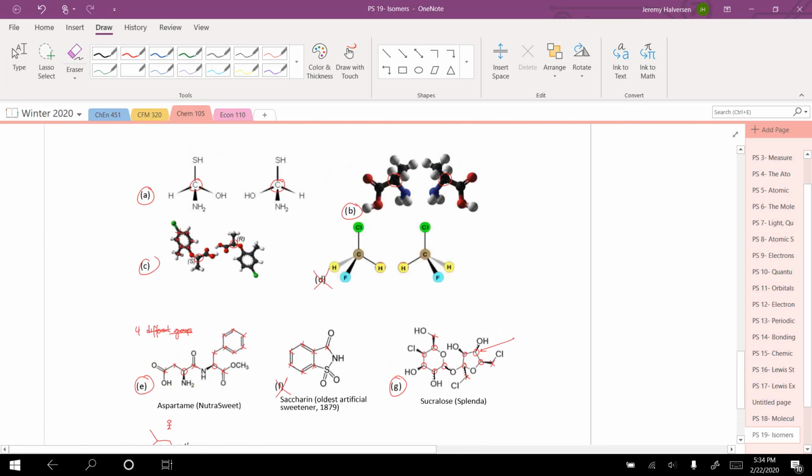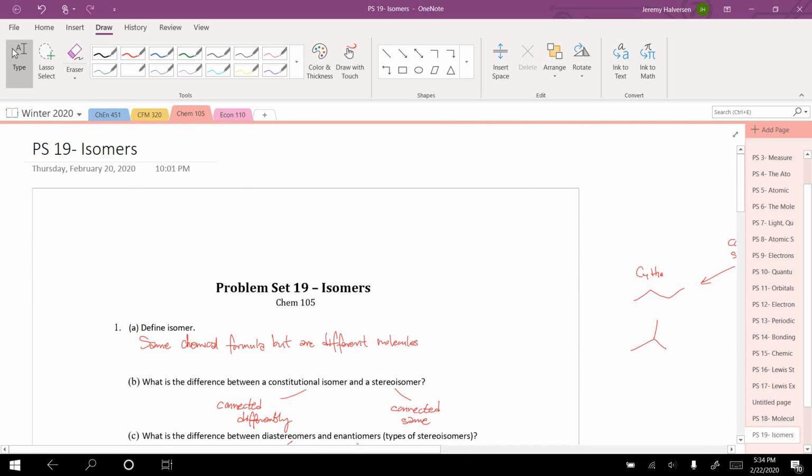Okay, so that's it here. I think that's it. Yep, for isomers. Problem set 19.